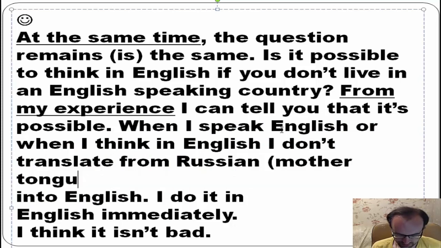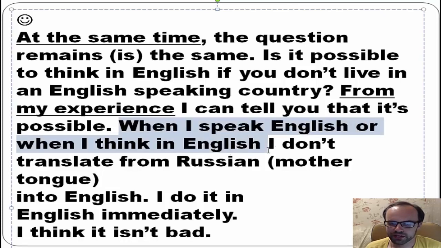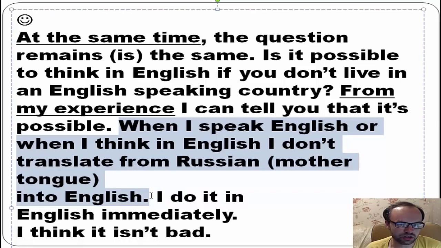Russian is my mother tongue, so it means that I was born in Russia. So it isn't a secret. So when I speak English or when I think in English, I don't translate from Russian into English. I speak automatically without translation. So only English words, only English phrases in my head. So I do it in English immediately. So I think it isn't bad, and you'll agree with me, right?